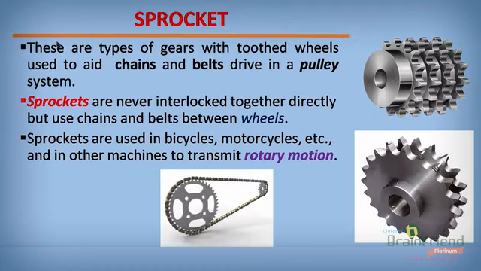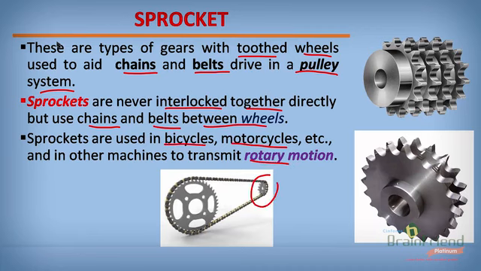Let's look at another type of gear called sprocket. These are types of gears with toothed wheels used to aid chains and belt drive in a pulley system. Sprockets are never interlocked together directly but use chains and belts between wheels. Sprockets are used in bicycles, motorcycles, etc., and in other machines to transmit rotary motion.